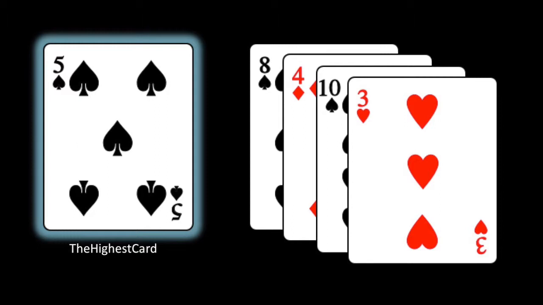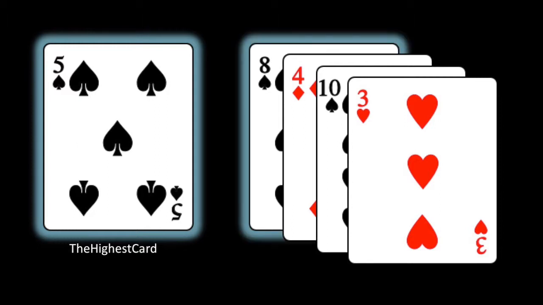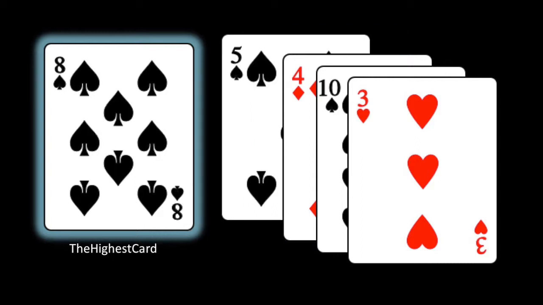Let's compare the value of the highest card, which is card 0, to the value of card 1. 8 is greater than 5, so 5 is no longer the highest card, and we'll move the 8 over into the variable for the highest card. Let's next look at card 2, and we'll compare the 8 and the 4. 4 is less than 8, so 8 is still the highest card.